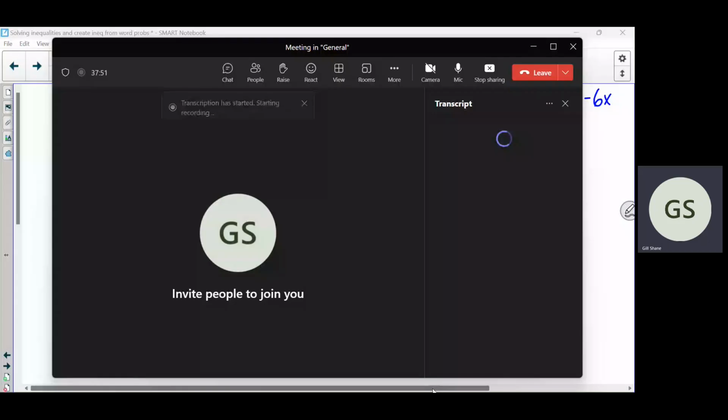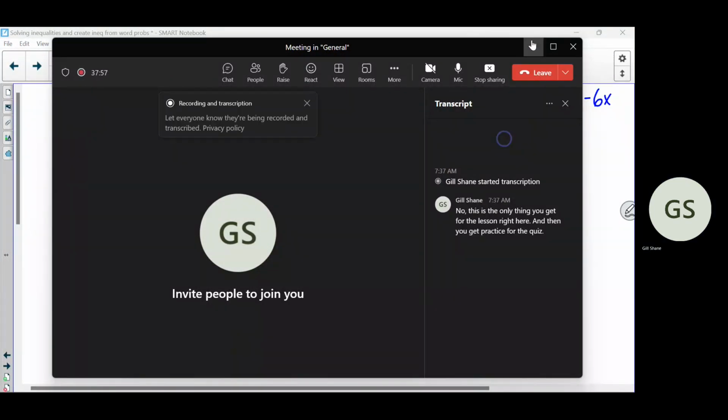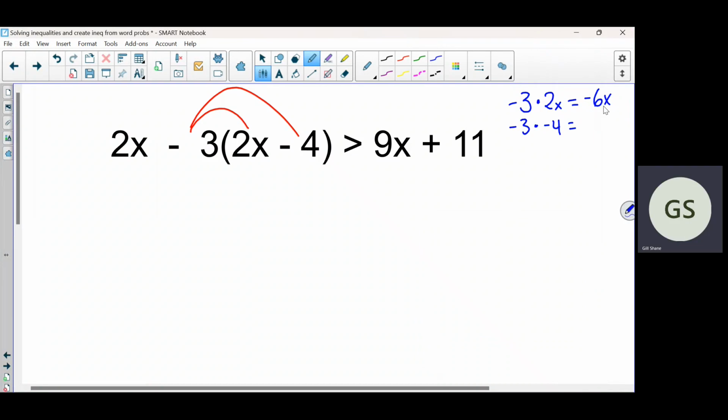This is the only thing you get for the lesson right here, and then you get practice for the quiz. All right. So again, distributive property, you should all know how to do that.